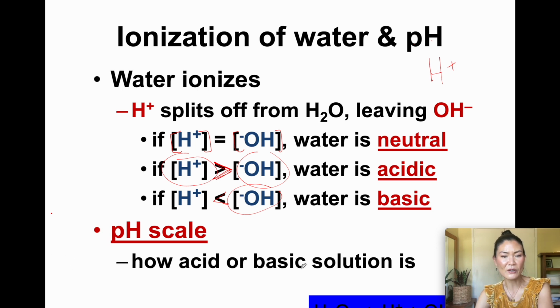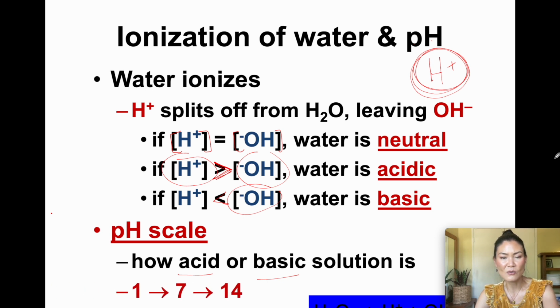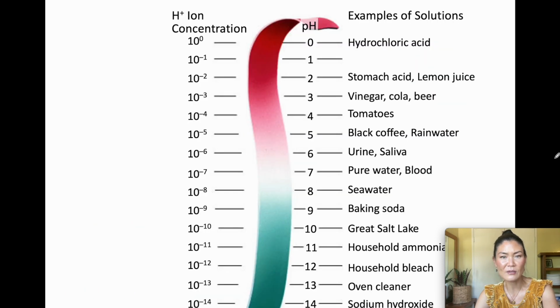So the pH scale basically tells us how acidic or how basic a solution is, based on the concentration of H plus. And so let me show you the scale. The scale is from 0 to 14. Something that's very acidic has a very high H plus concentration.